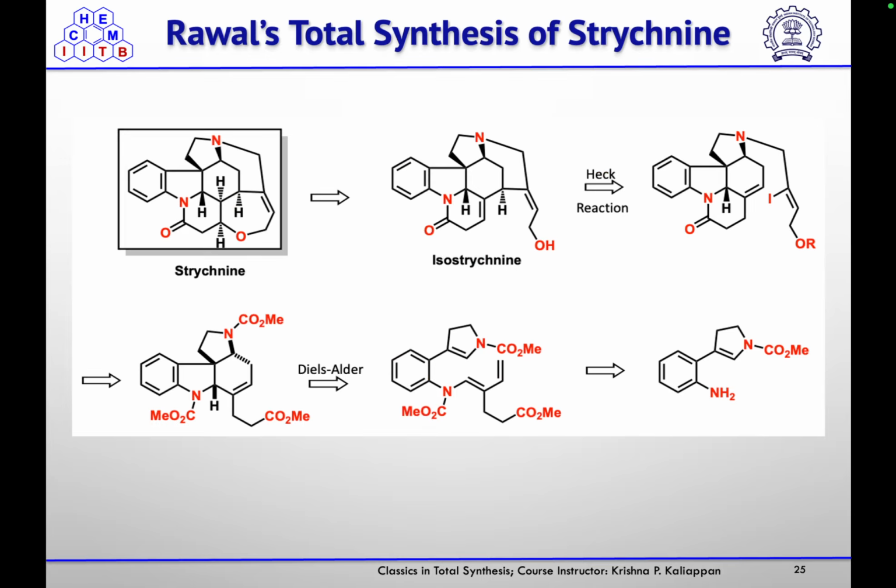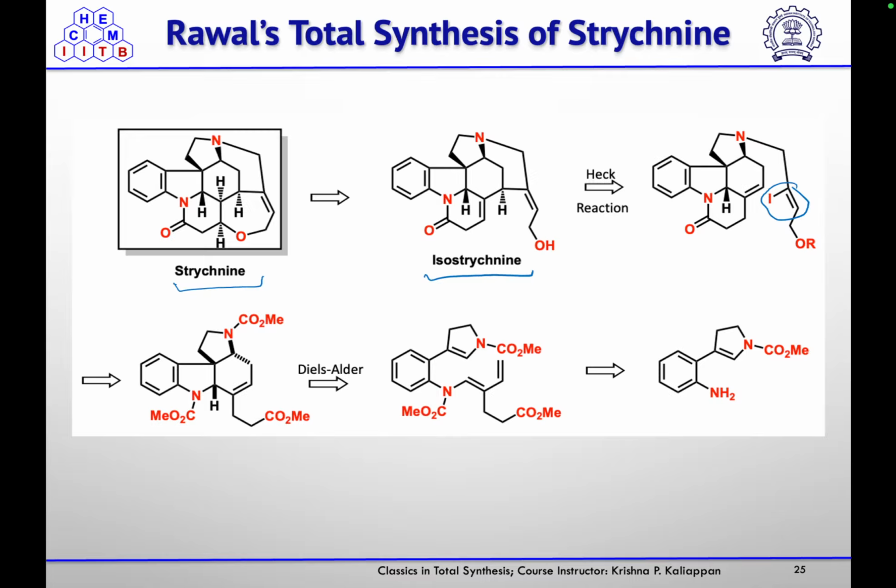Now, next is Rawal's total synthesis of strychnine. So he planned his synthesis with the key reaction being the Diels-Alder reaction to get the six-membered ring. Strychnine he planned to get from the isostrychnine using the normal allylic isomerization of the double bond, and then 1,4 addition of that allylic alcohol. Then here he wanted to use this Heck reaction to form this six-membered ring on this vinyl iodide.